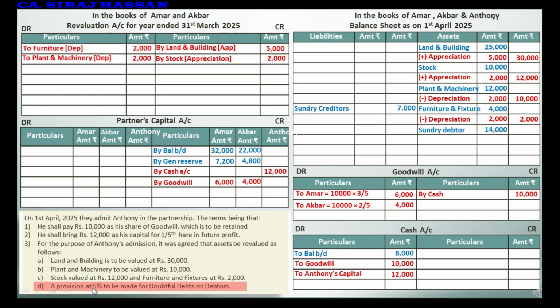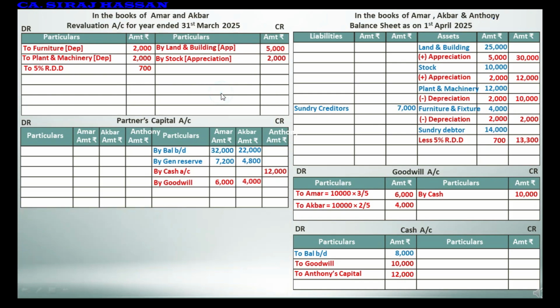Okay, then a provision of 5% is to be made for doubtful debts on debtors. So we have debtors of 14,000. On this 5%, there is a chance that the money will be lost, so I am making a provision in advance. So 5% of 14,000 comes to 700 rupees. This 700, being a loss, will go to the debit side of the revaluation account. With this I have completed all the posting and adjustment part.